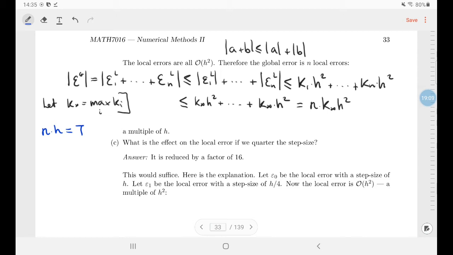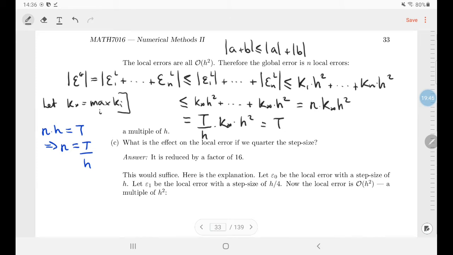If I divide both sides by h, I get that n is T divided by h, because I want it to be order h no matter how many step sizes I have. So I want to get rid of the n here. The n is T, which is the width of the interval. You might be interested in what's going on between 0 and 60. So the width of the interval will be 60 divided by the step size, times k star times h squared, and h squared divided by h is h.